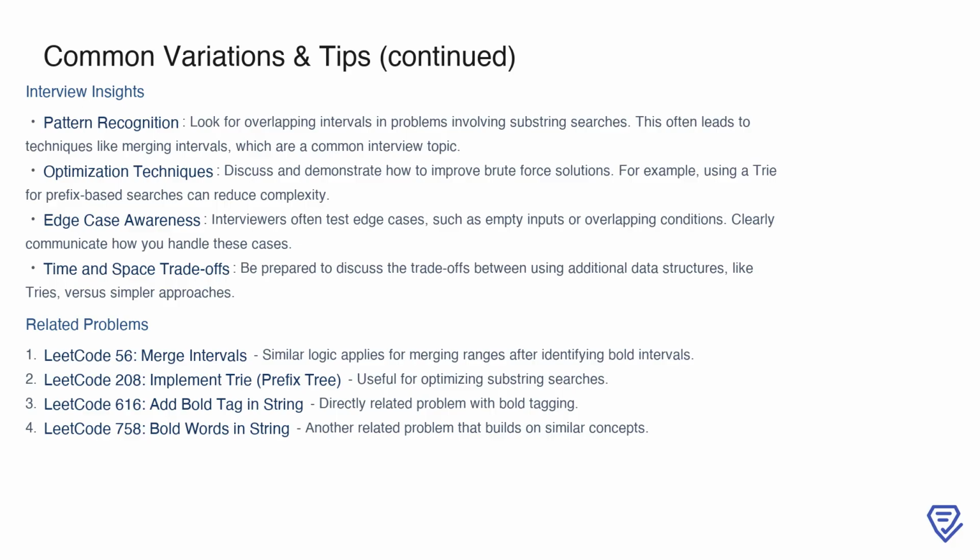For instance, using a trie can optimize runtime but comes at the cost of additional memory. Relating this problem to other challenges can also show your depth of understanding. For example, merging intervals in LeetCode 56 uses similar logic to what's required here when combining bold ranges. Building a trie, as seen in LeetCode 208, is directly relevant for optimizing substring searches. Lastly, problems like LeetCode 758, which also involve bold tags, extend these concepts further, making them great resources for practice.